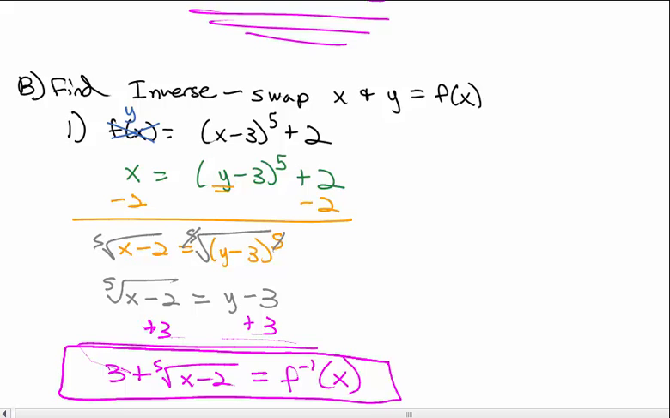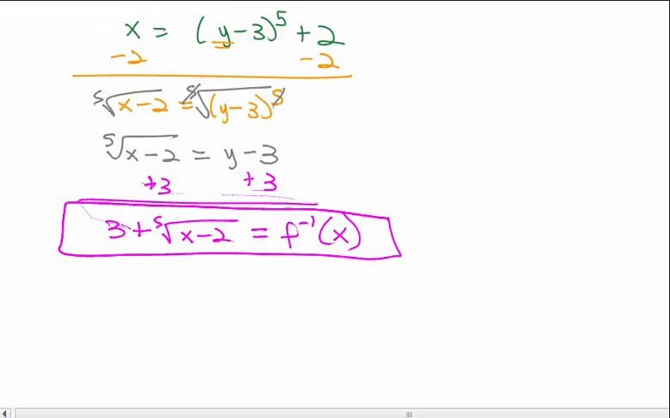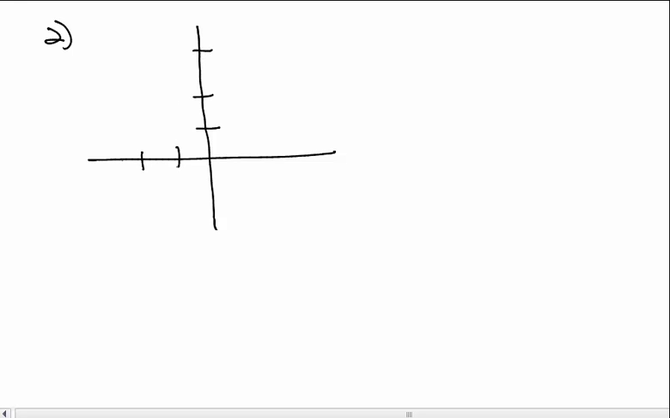So to find the inverse function, we simply swap our x and our y values. It works with equations of all types, but it also works with graphs. Let's take a look at this graph here. Let's put a point on the graph at negative 2, 3. We'll do a point at 0, 1. And we'll do a point at 2, negative 1.